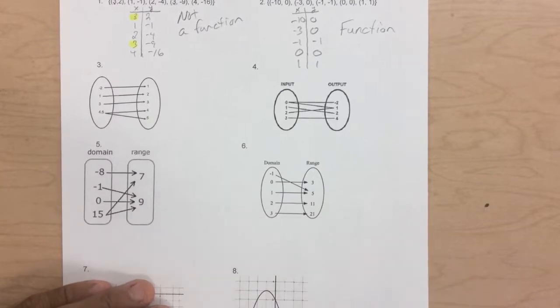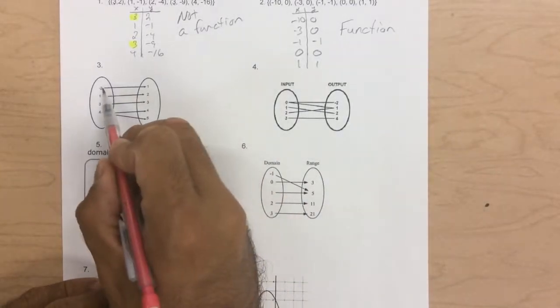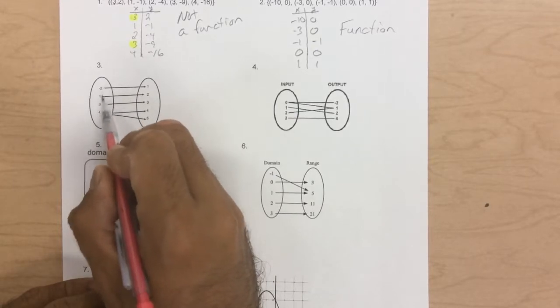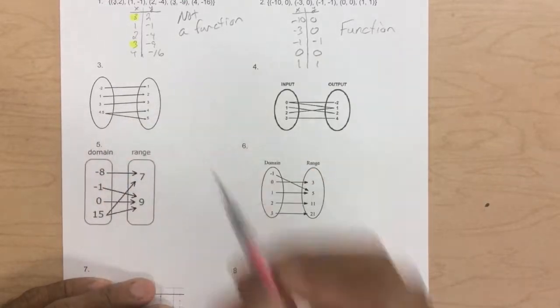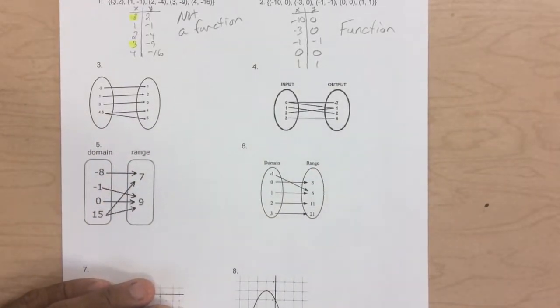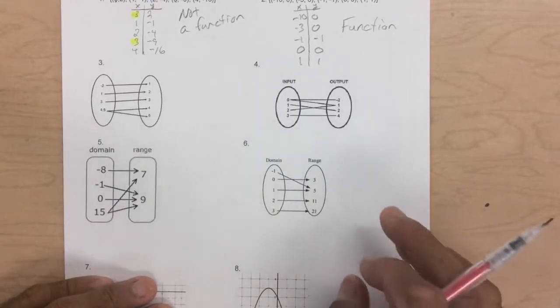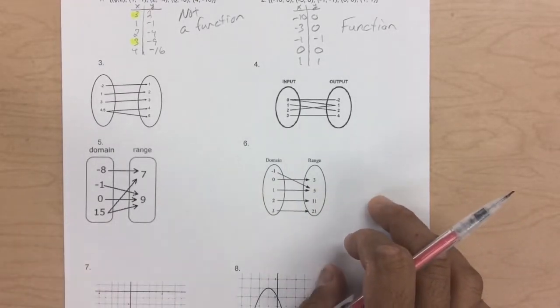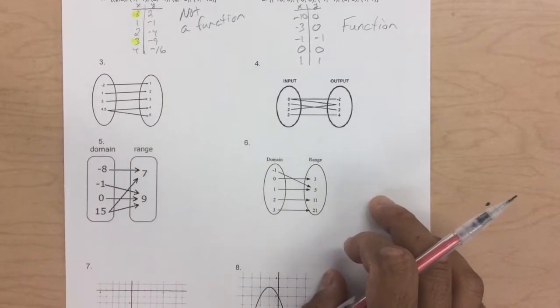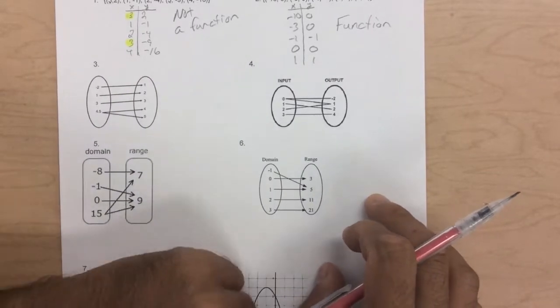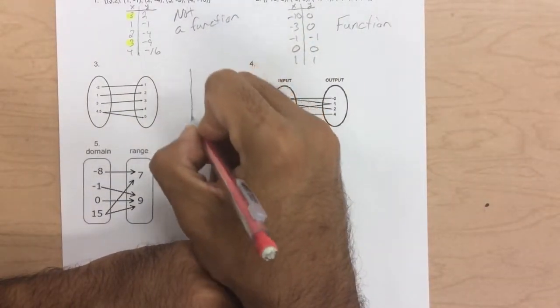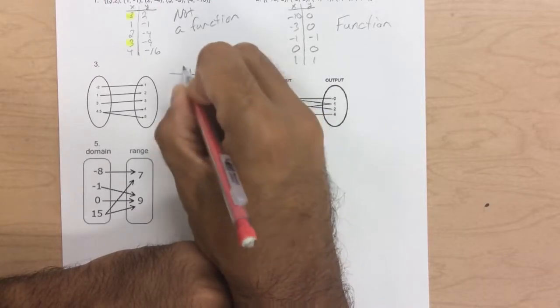Now, number 3, when you have a bubble chart, for it to be a function, basically every single number in the first bubble has to have one line coming from it. Okay? Now, as soon as a number has 2 lines coming from it, it will be considered not a function. But if you're having trouble seeing that, you could always convert this bubble chart into a table. And let's try that and see.